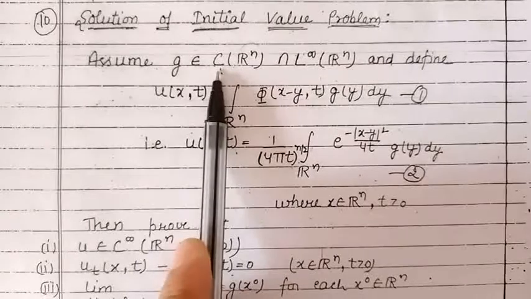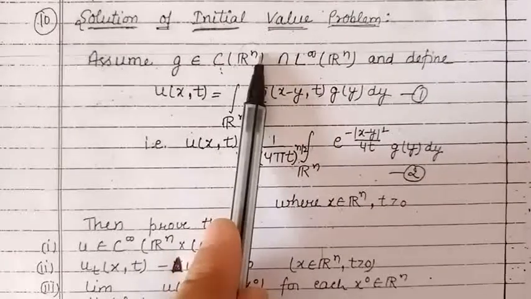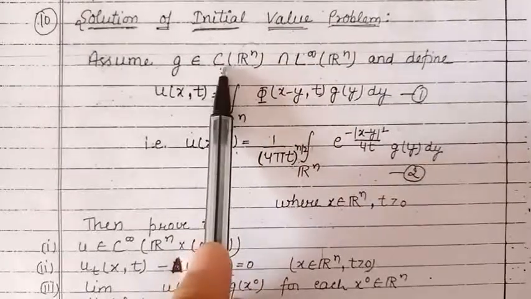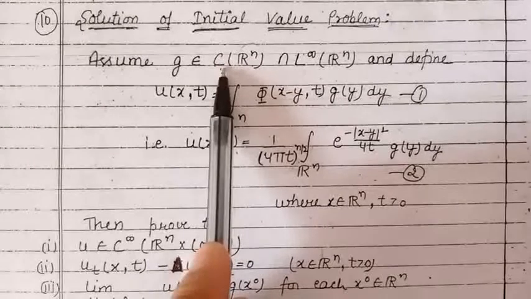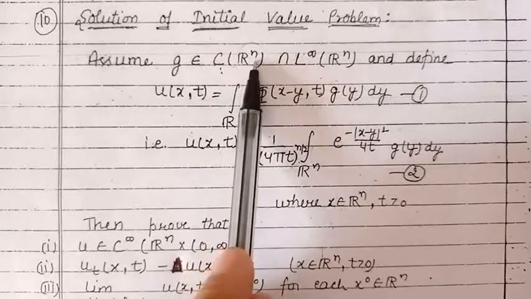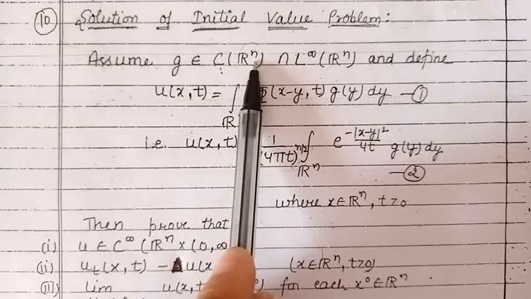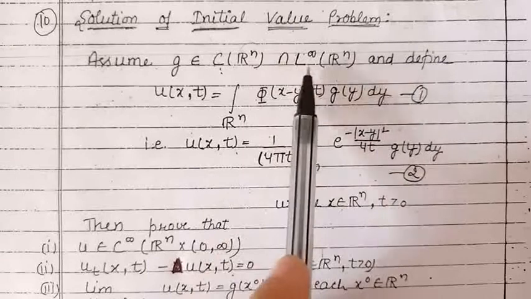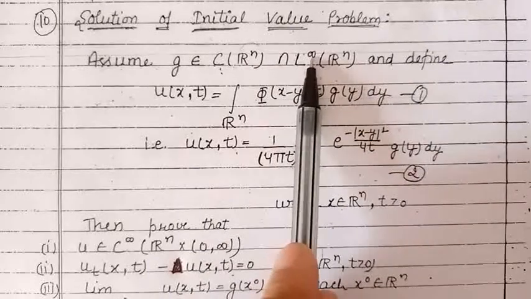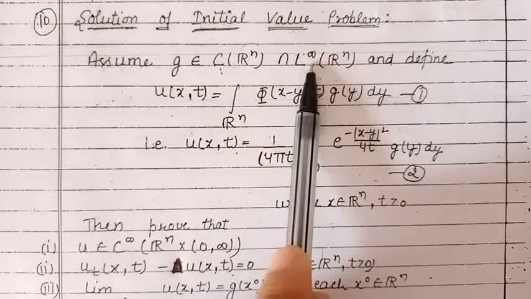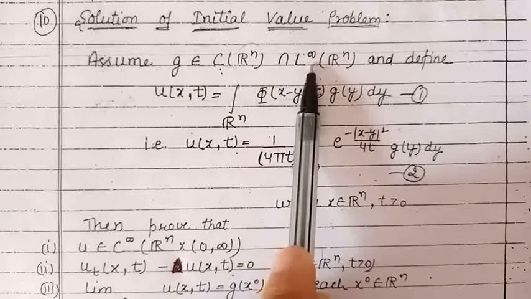The first function space is C(Rn), meaning the function space of all the continuous functions defined on the n-dimensional real Euclidean space Rn. And the second space is L infinity(Rn). This is the space of all the Lebesgue measurable functions defined on Rn.